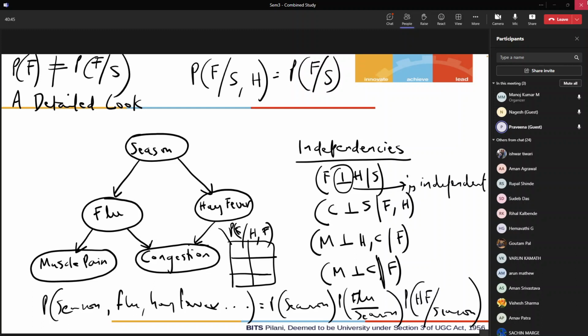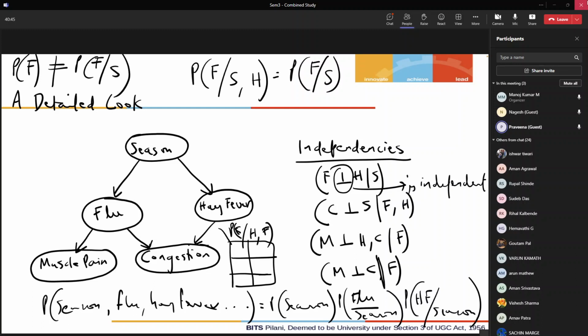Sorry, I think I made some mistake. I think this is the last step, but I should have started from the reverse end. Reverse in the sense we should start from C. Whatever is in the denominator should have come in the numerator. Sorry, I'll write again.